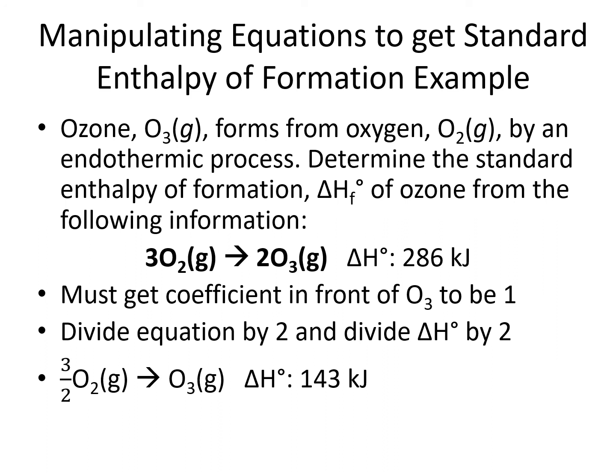Since we divided the equation by 2, we also must divide our delta H by 2. 286 divided by 2 is 143 kilojoules as the enthalpy of formation of ozone.